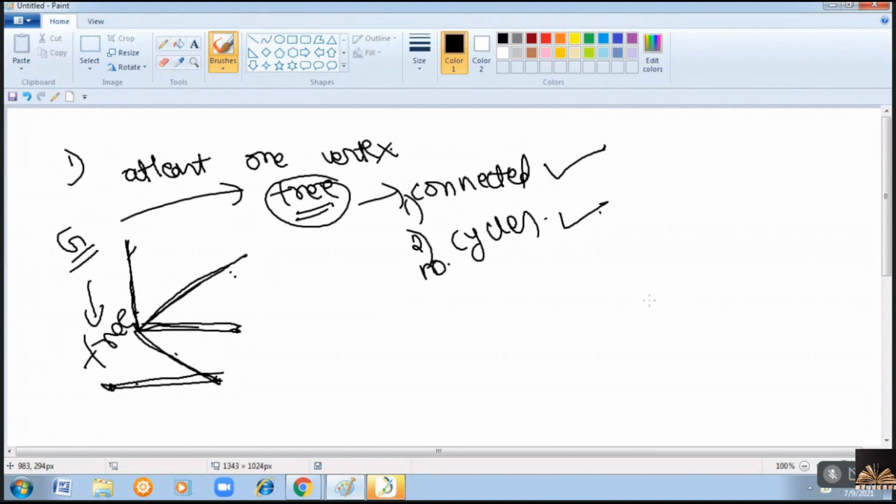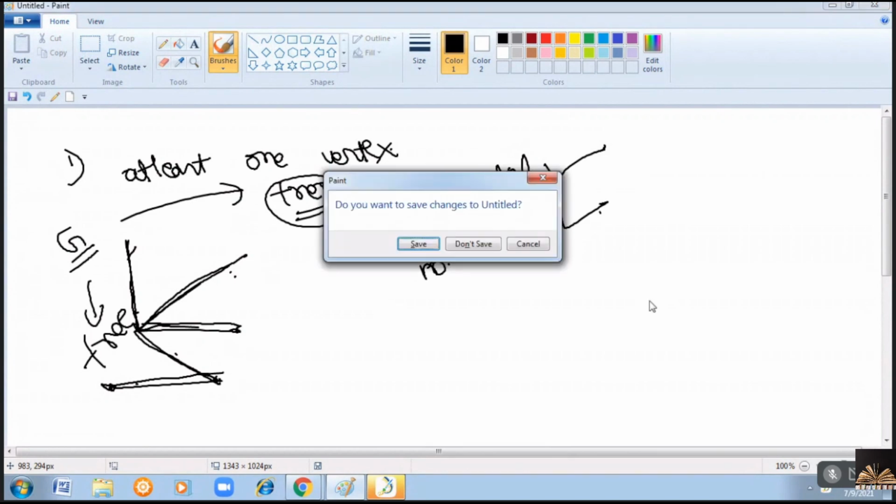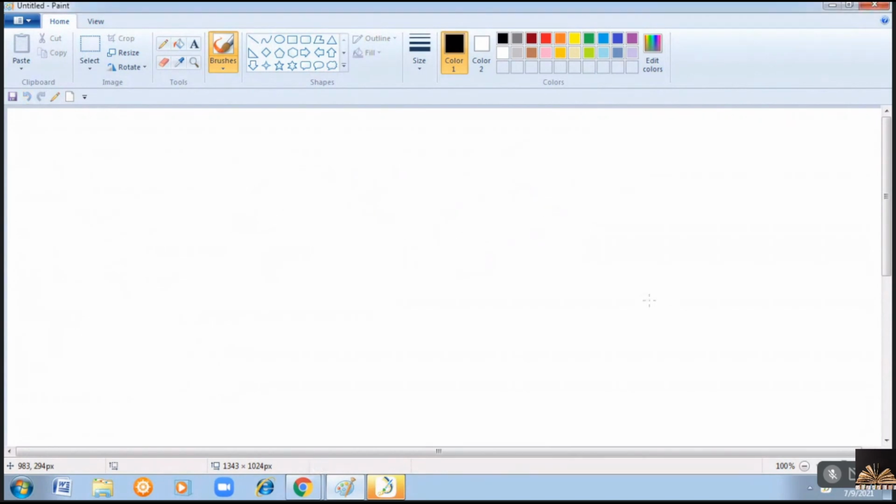Next, the properties of trees. Some properties we'll see.